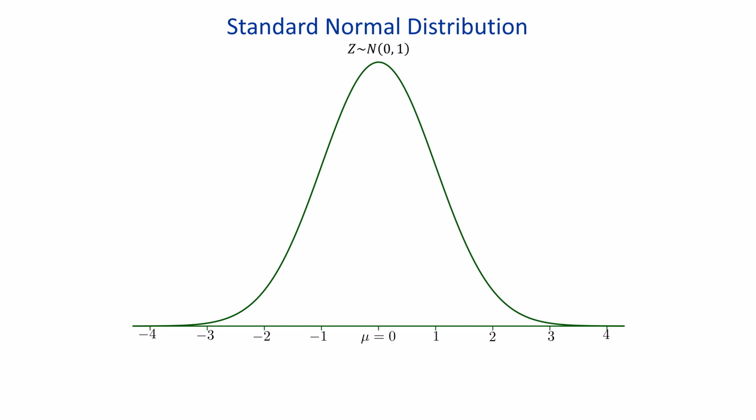The standard normal distribution satisfies the empirical rule. The rule states that about 68% of all data values lie within 1 standard deviation of the mean, 95% lie within 2 standard deviations of the mean, and 99.7% lie within 3 standard deviations of the mean.